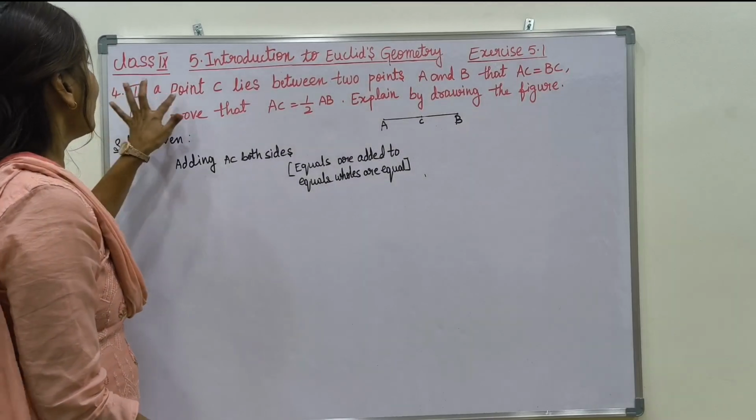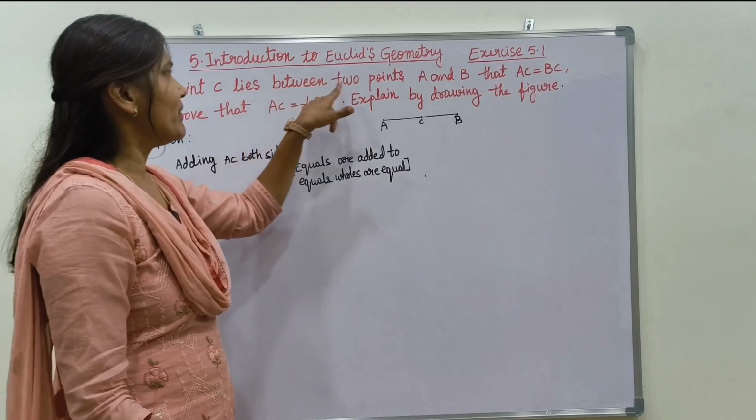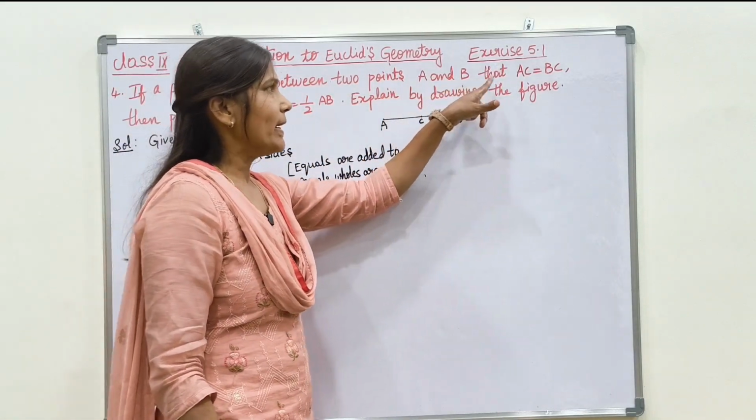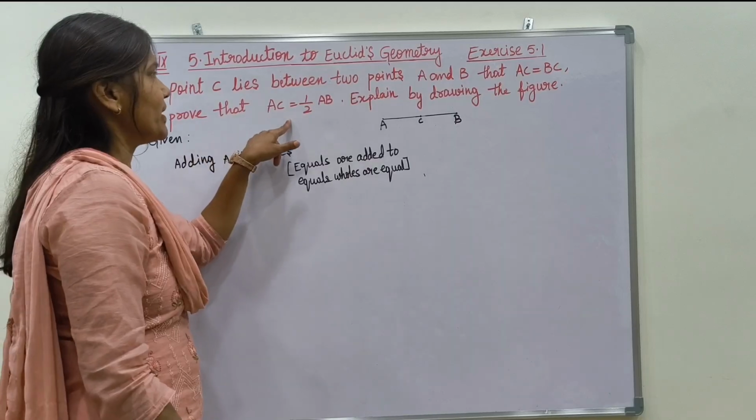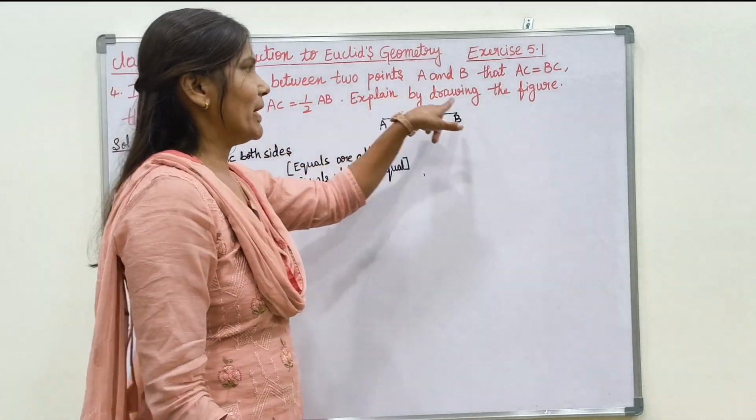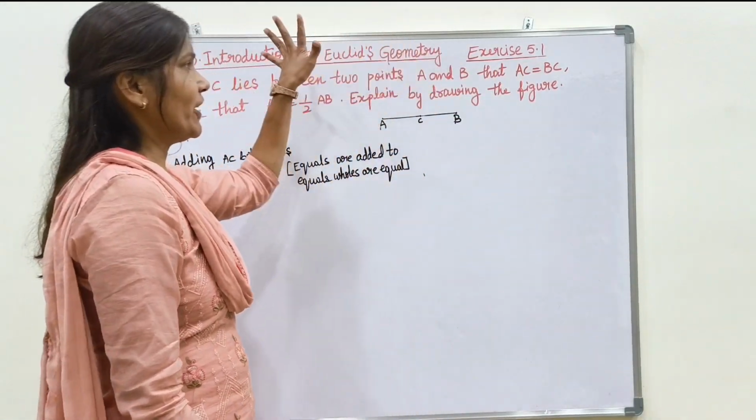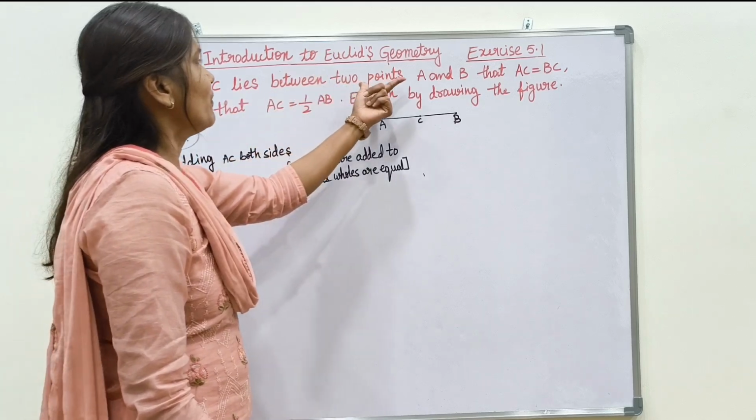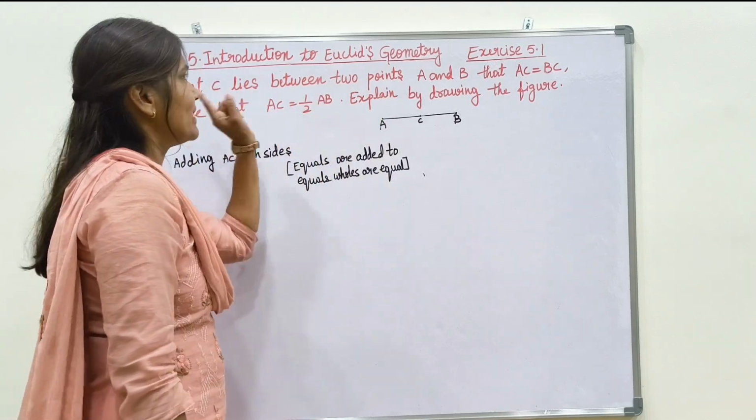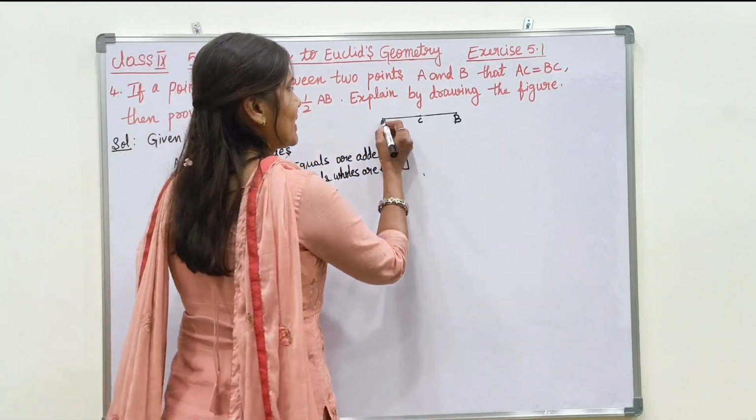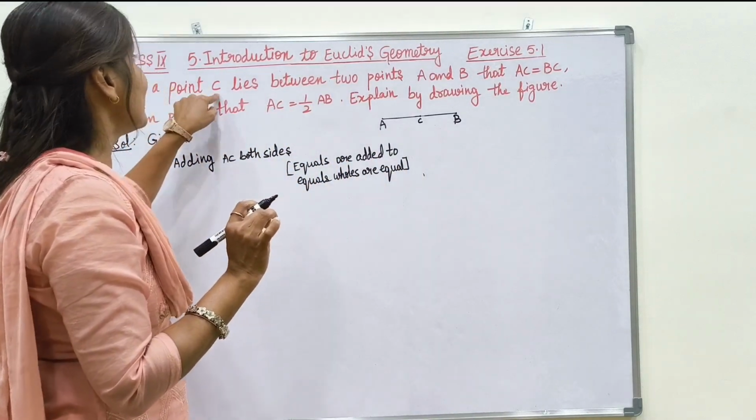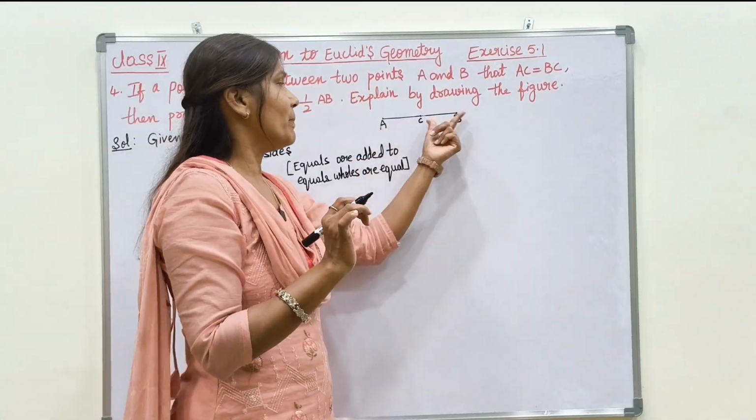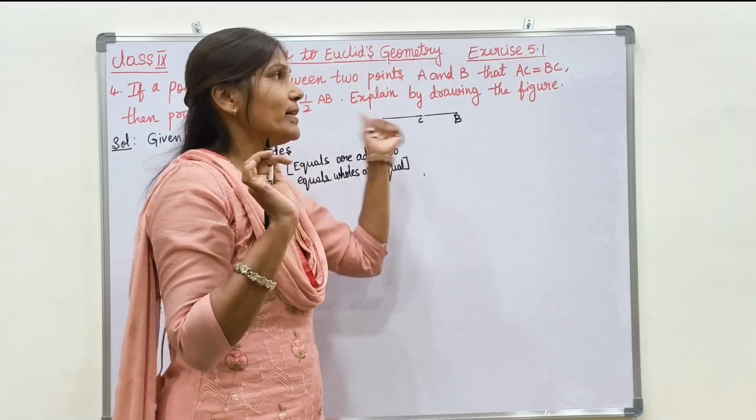Fourth question. If a point C lies between two points A and B such that AC is equal to BC, then we have to prove AC is equal to half of AB. Explain by drawing a diagram. First we will draw the diagram. See here, which line is there? AB is one straight line. So now you take one straight line, and you can write AB. Next, here C is given as the midpoint of AB. So in the middle you take one point C.